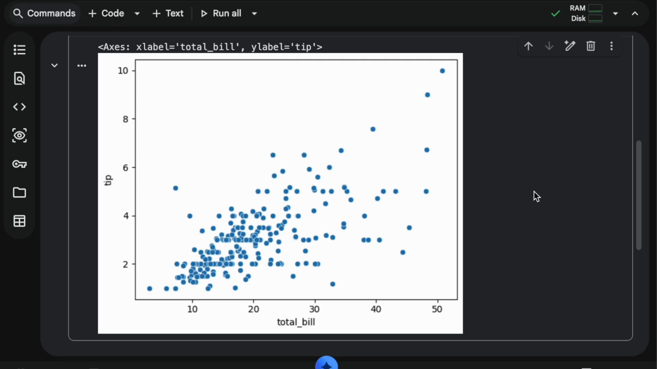By looking at the distribution of points on the plot, we can also notice some variability. Not every large bill has a large tip, and some smaller bills still receive generous tips. This suggests that while there is a general trend, other factors may influence tipping behavior, such as the server, the customer's generosity, or the size of the group.